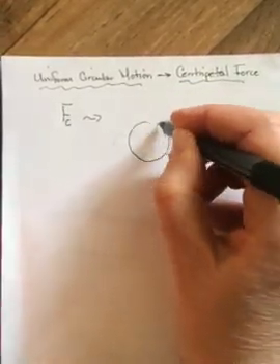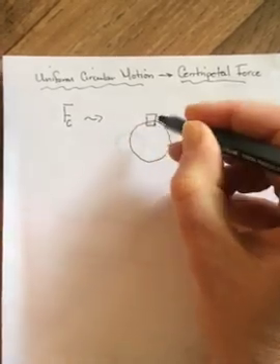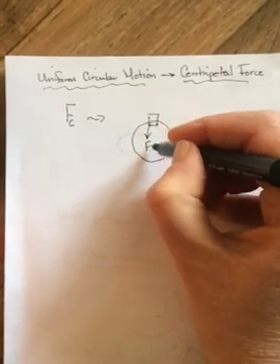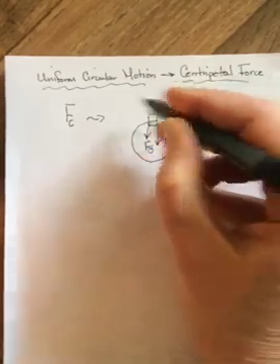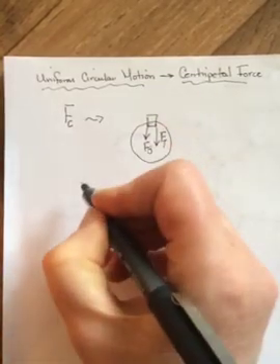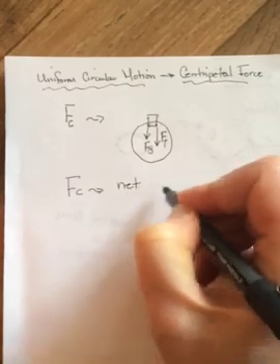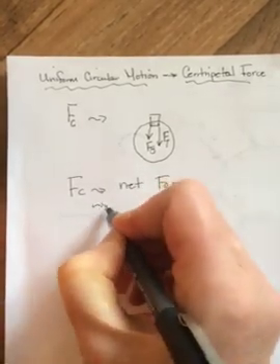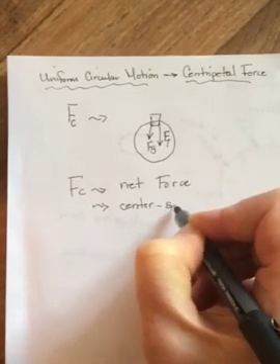So if we were swinging something in a vertical circle, at the top, gravity would be acting towards the center and the tension would be acting towards the center. And so the two of them added together would be the centripetal force. So Fc is a net force. It's like F net. Okay? And it's always, always, always center seeking. It's always acting towards the center.